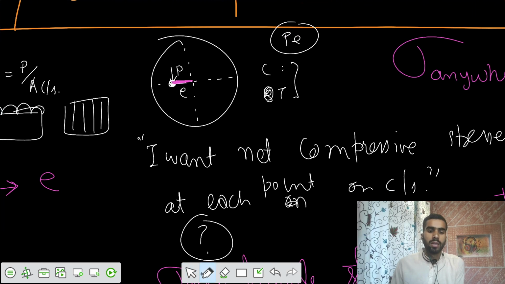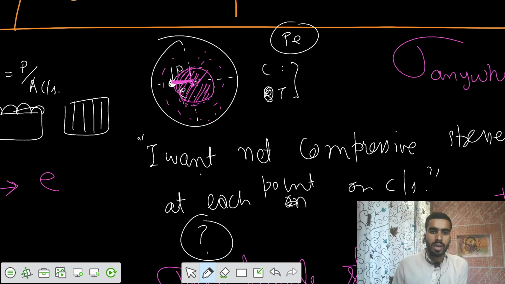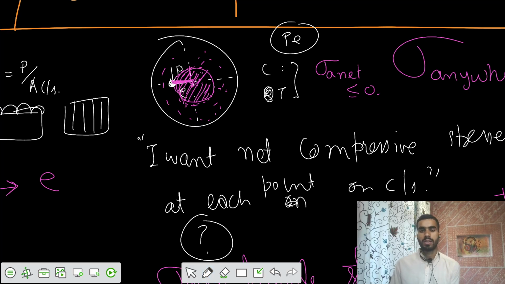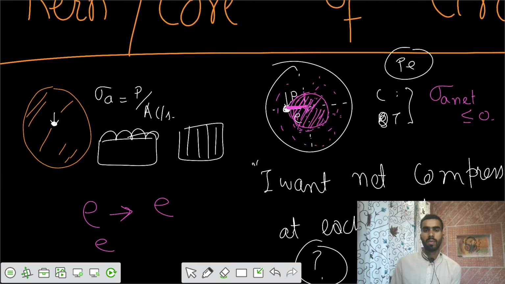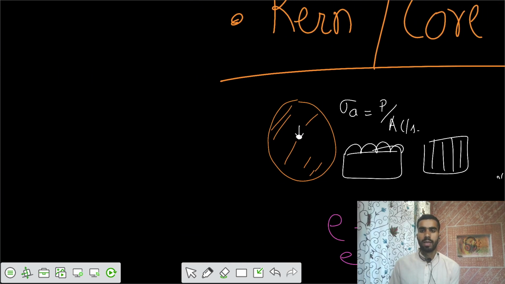So when you calculate that, there is some development of that core. If you place that load in that part only, that means net overall, you take any point anywhere on the cross section, the stress at that point A net would be less than or equal to 0, such that no net tensile stresses would be there. So we have to get that equation of that eccentricity E.